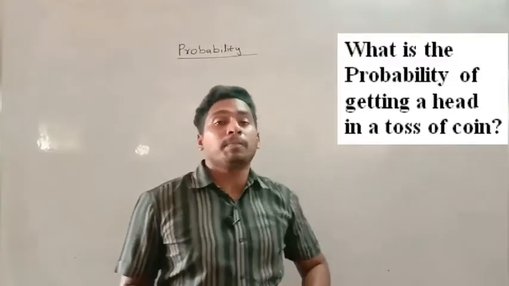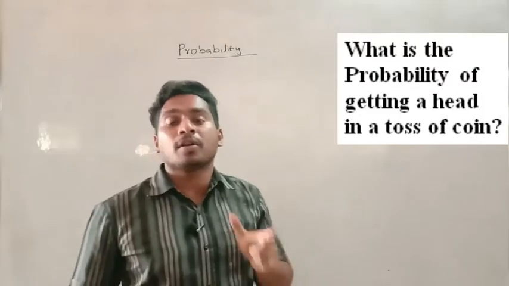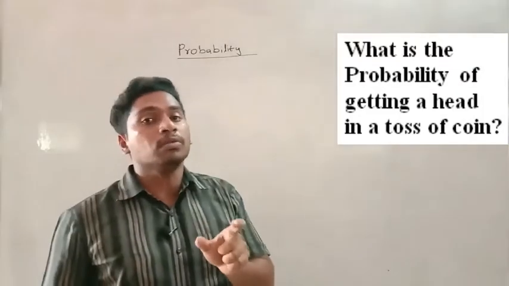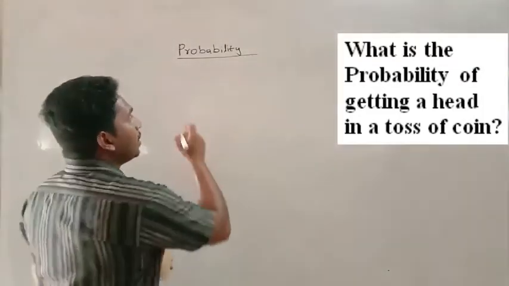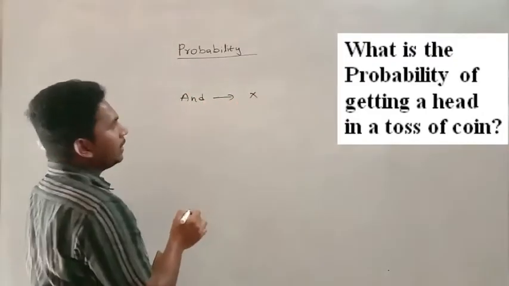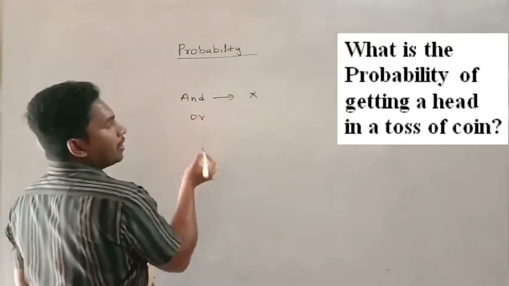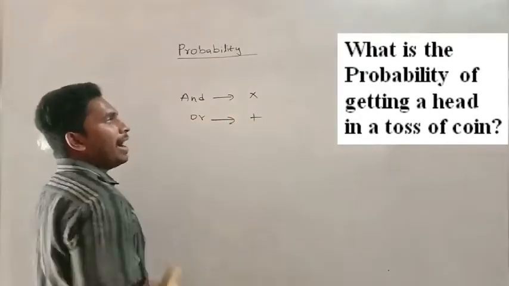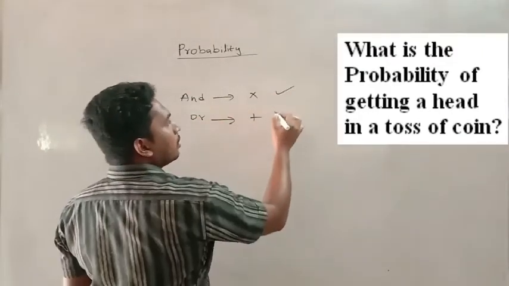Along with this, in the previous topic of permutations and combinations, I told you two important things: whenever the AND statement comes, you have to multiply, and whenever the OR statement comes, you have to add. So you have to remember these two.